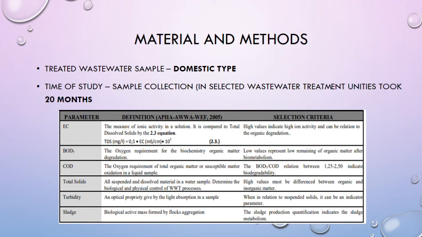The definition of turbidity is an optical property given by the light absorption in a sample. And lastly, sludge is the biologically active mass formed by floc aggregation.